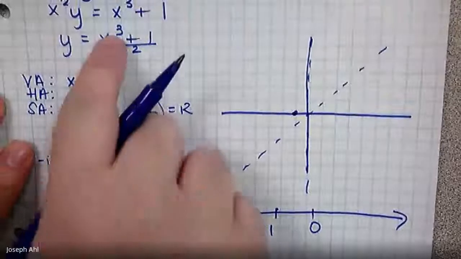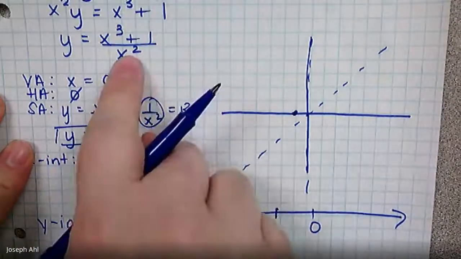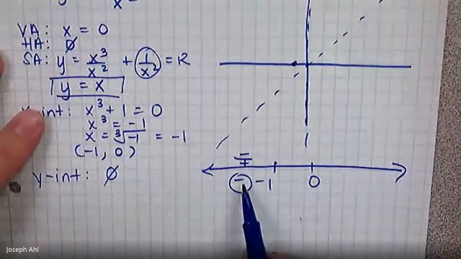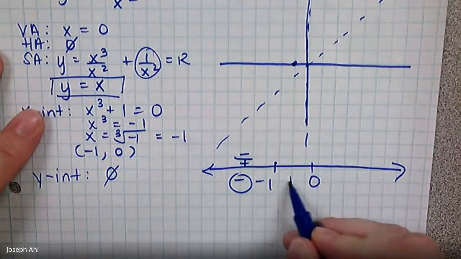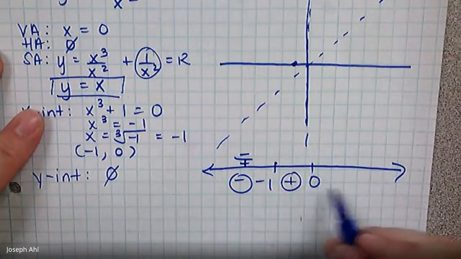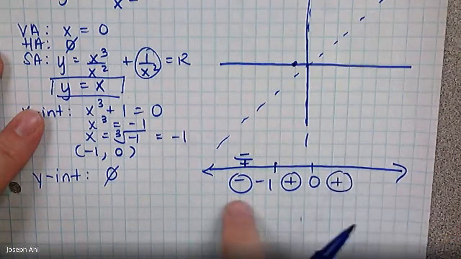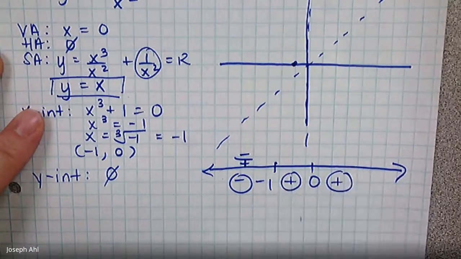If you test -2, -2 cubed is -8, plus 1's negative. -2 squared. Bottom's always positive, isn't it? When you square a number. So the first region's negative. We test -0.5. I'll tell you that you're going to get positive. And then finally, if you test something like x equals 1, you'll also get positive. So again, the signs don't always alternate. Around x equals 0, you go from positive to positive.